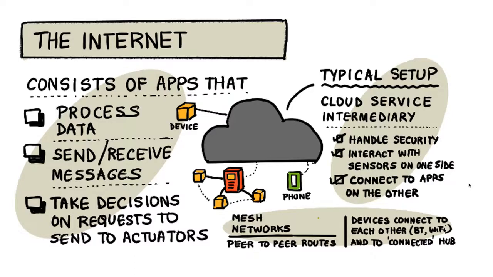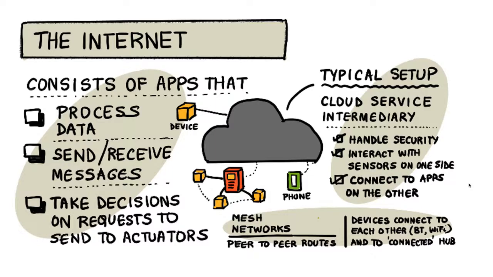Now, the internet side of this is all about applications that manage the data. So your thing sends data to the internet, and the internet side of things will process the data, send and receive messages from devices, make decisions, and then use those decisions to request that messages go to a device to do things. So the internet side of it is all about the smarts behind it.